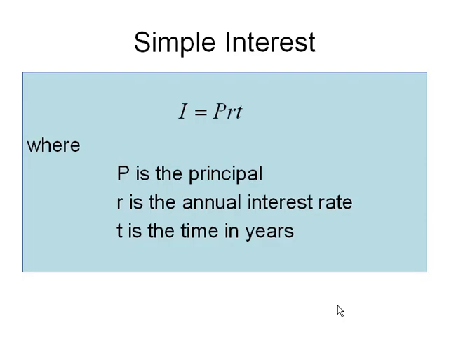So simple interest is given by the formula I equals PRT, where I is the interest, P is the principal, R is the annual interest rate, written as a decimal, and T is the time in years.